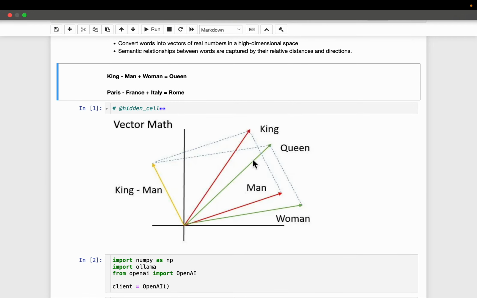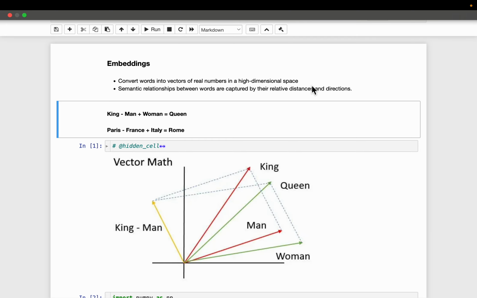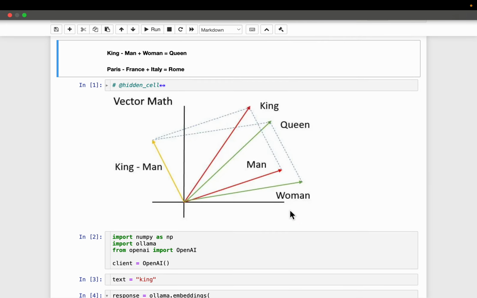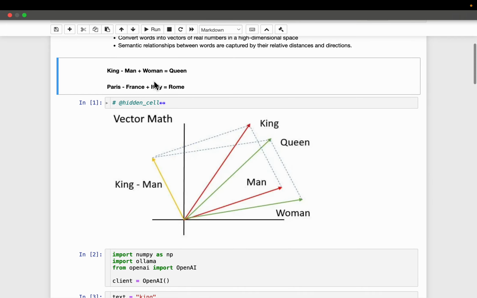At a conceptual level, this is how it looks. Here we have a two-dimensional space, but we mentioned it's a high dimensional space, so this is for illustrative purposes only. The real embeddings are often hundreds to thousands of dimensions. In this very simplified space, we have the origin here, and we have a vector for the four words: king, queen, man, and woman.